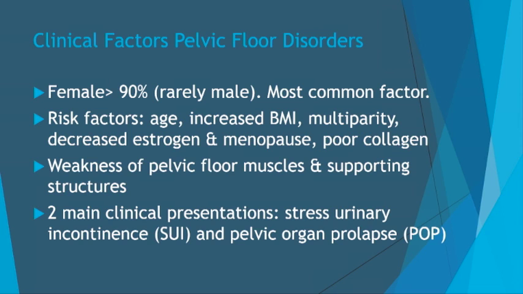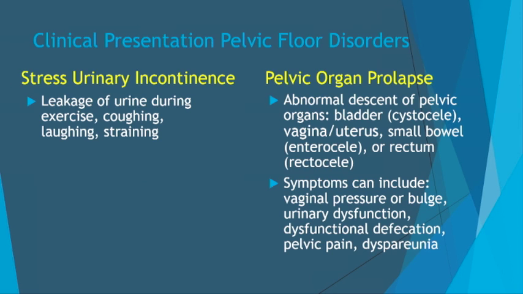Pelvic floor disorders, of course, are caused by weak pelvic floor muscles and supporting structures. Well, there are two clinical presentations for pelvic floor disorders, and they include stress urinary incontinence and pelvic organ prolapse. Patients who present with stress urinary incontinence complain of leakage of urine during things such as exercise, coughing, laughing, and straining. Whereas those patients who have problems with pelvic organ prolapse tend to mainly complain of discomfort, some kind of pressure in the pelvis. Unfortunately, some of them even feel the organ falling out, for example, of the vagina.